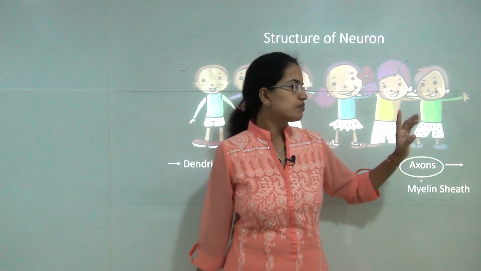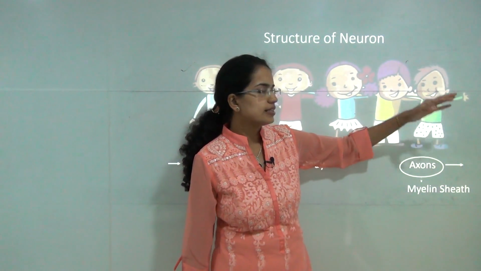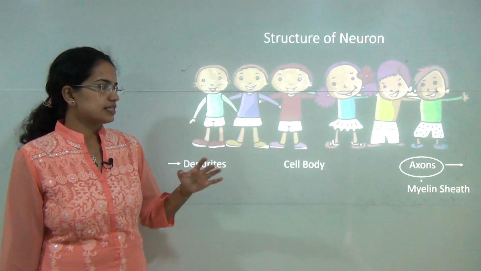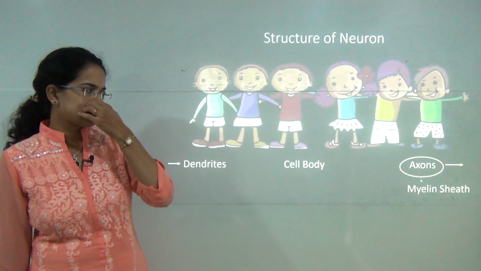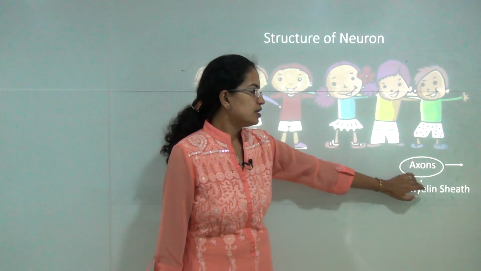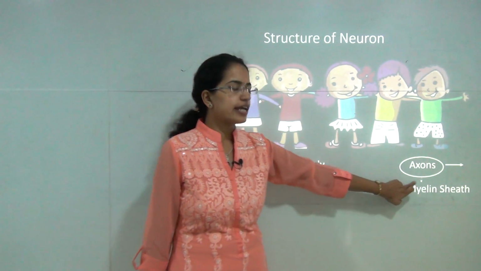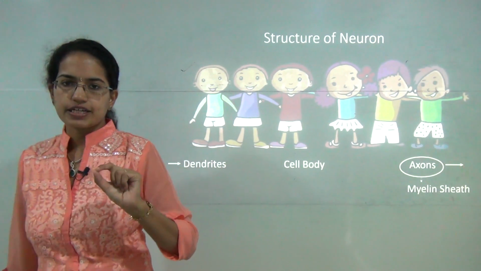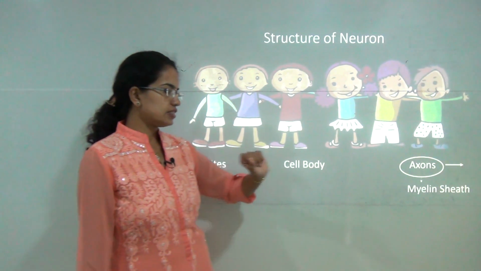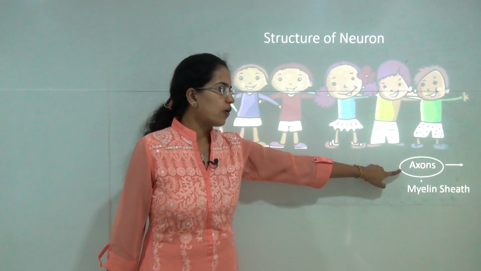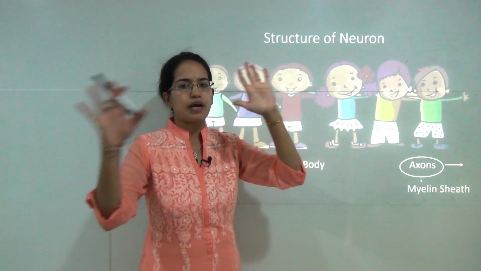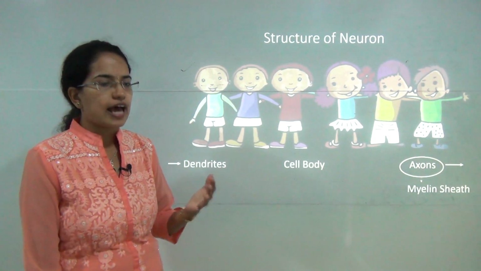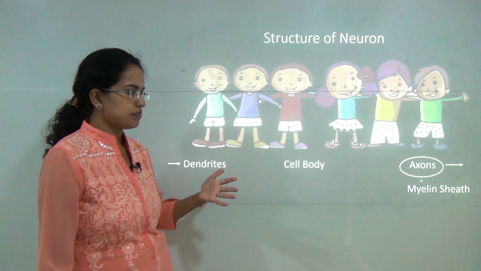And that axon would be the last boy who is standing in the row, who would be sending the signal out or transmitting the signal. Now, the interesting thing is this axon is covered by a thick layer of fat tissue, and that fatty tissue is known as myelin sheath. So, this axon, the last boy, is surrounded by a layer of fat cell, and that is known as myelin sheath, and that governs the process of transmission.